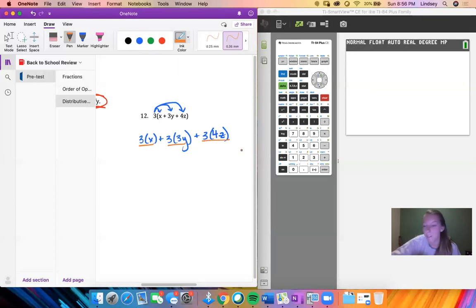multiplying by everything. Okay? So now we have 3 times x, which is 3x, plus 3 times a positive 3 is a positive 9y. And then 3 times 4 is 12. And that is our final answer. We can't simplify any more than that.